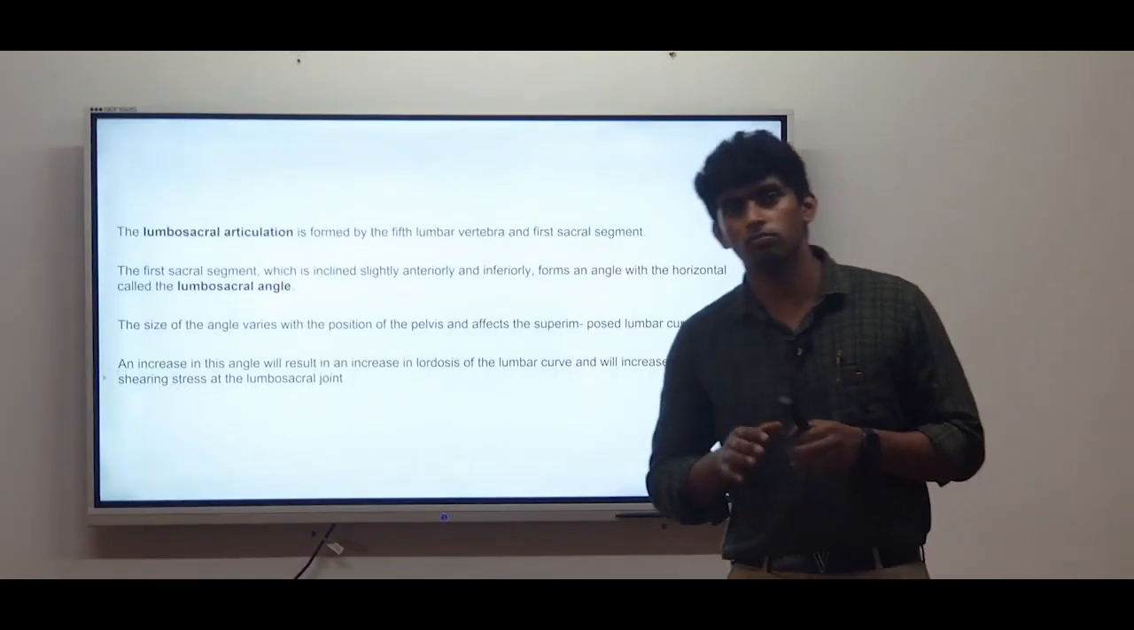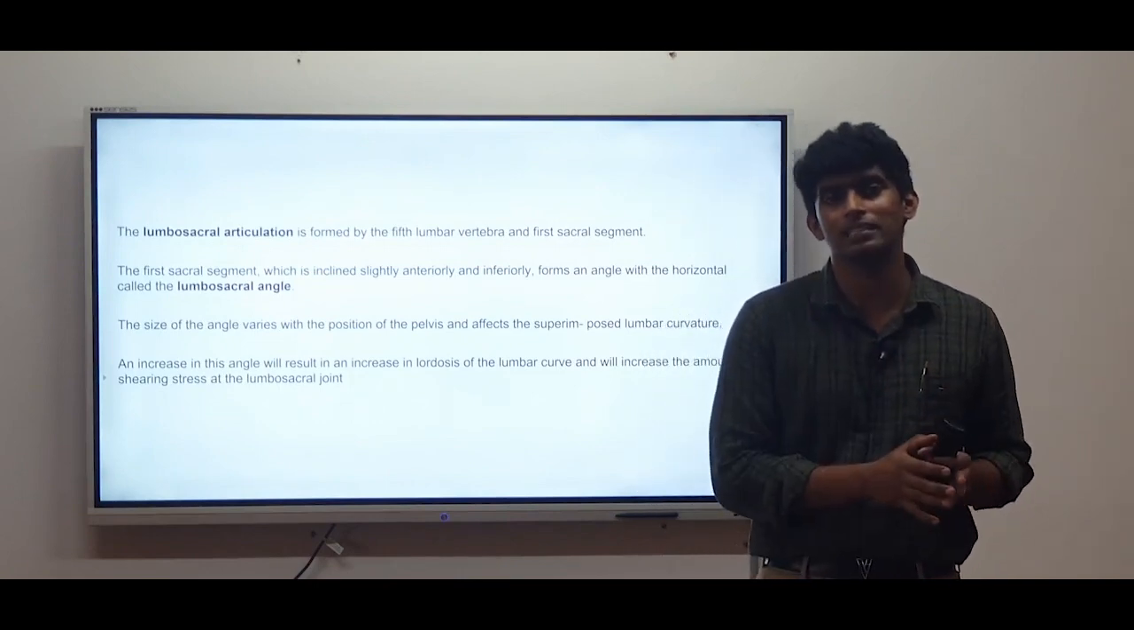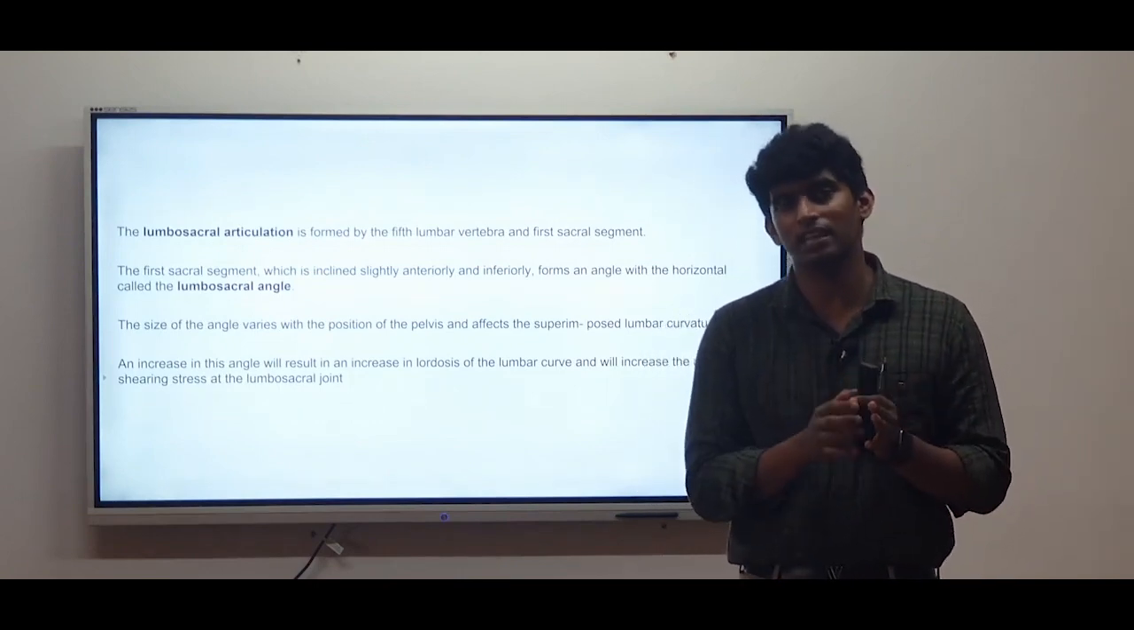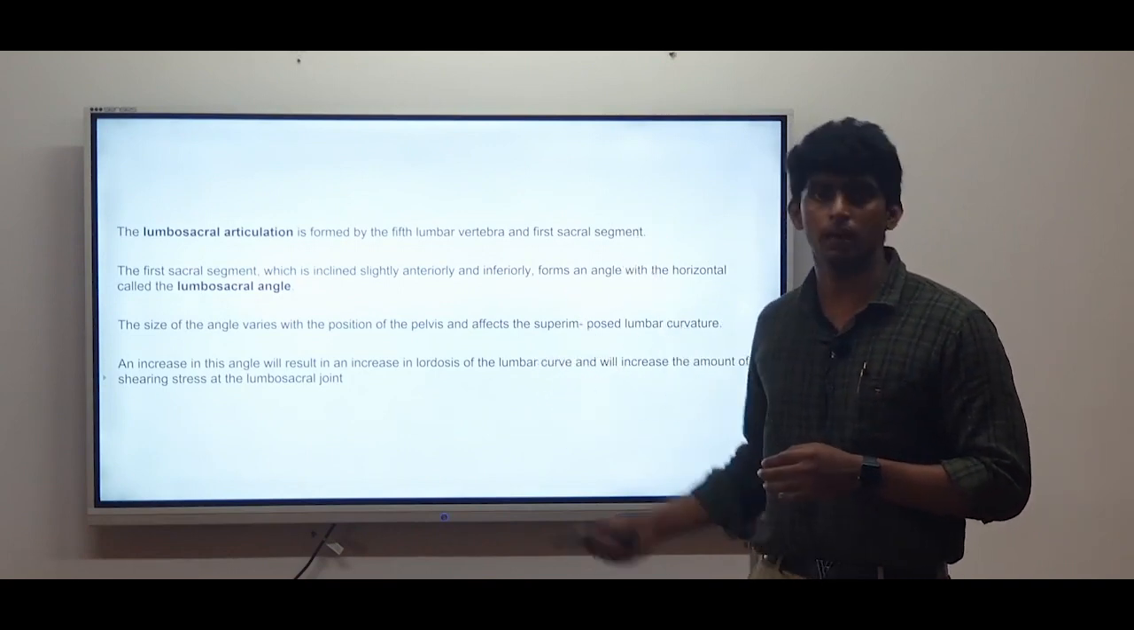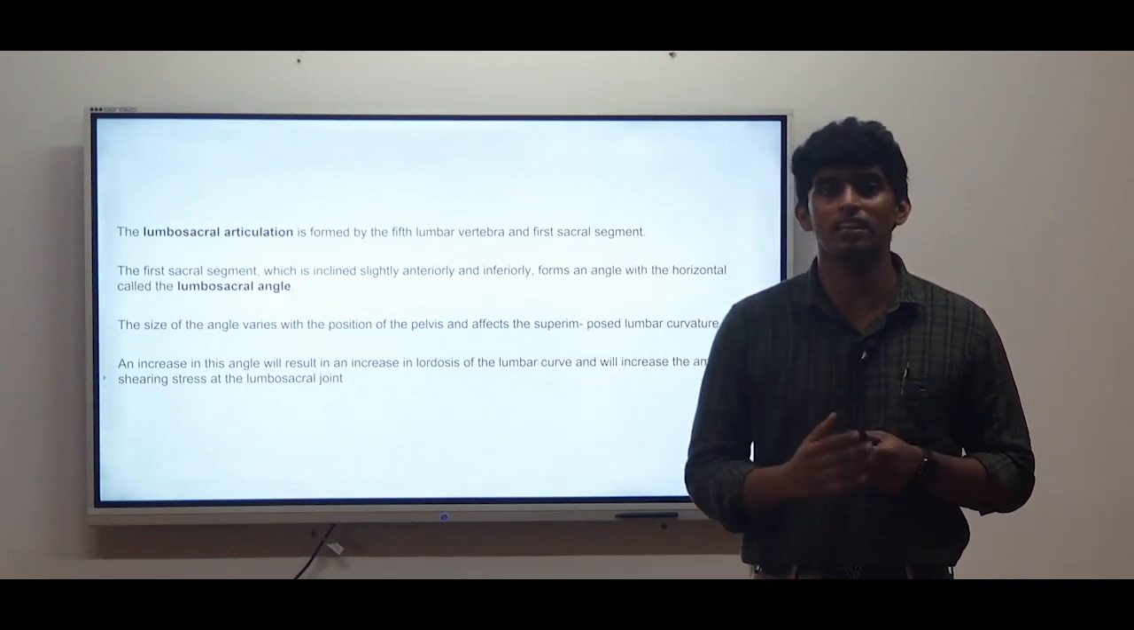As of now, today we have discussed the thoracic region, the intervertebral disc, its function as well as the structure of the lumbar area. In the next class, we will discuss further.